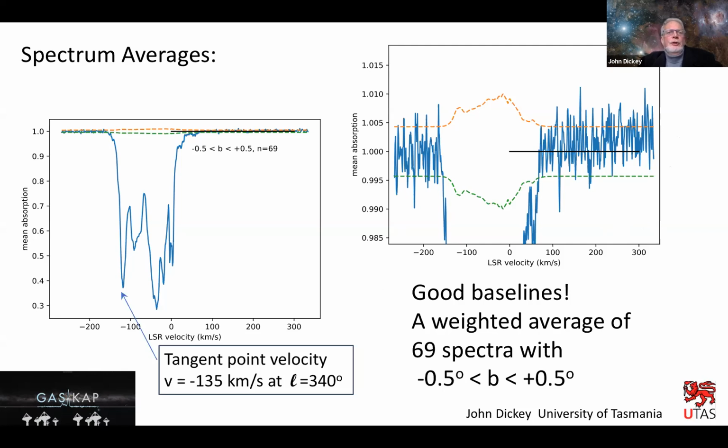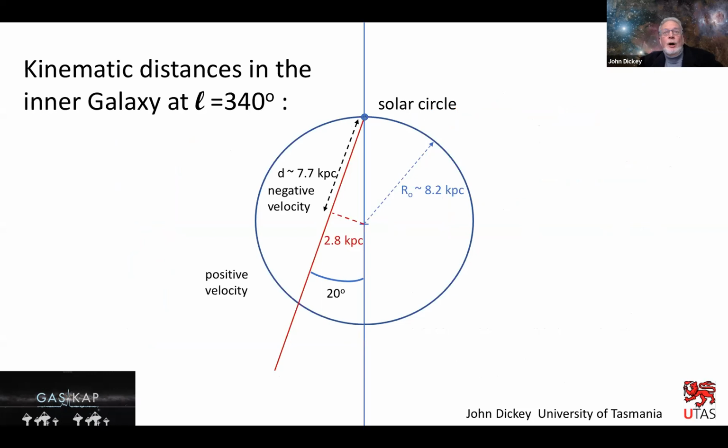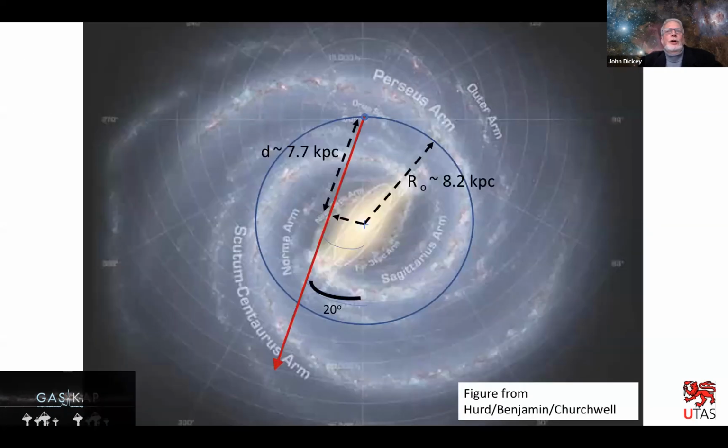And the calibration of the spectra is very good. Now, just to remind you, at longitude 340 or minus 20 degrees, the inner galaxy gives us negative velocities, the outer galaxy gives us positive velocities. We're going to take a walk down this line of sight from the sun, and the first thing that we'll note is the subcentral point, or the terminal velocity point, the tangent point, where we get the maximum negative velocity. If you superpose where we think the spiral arms are, well, our line of sight in this case crosses all the spiral arms.